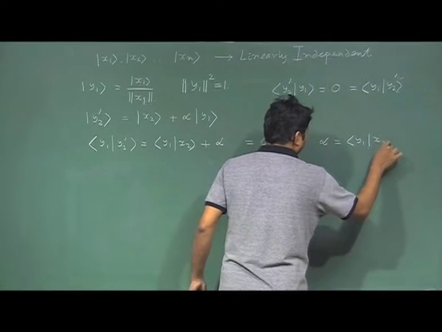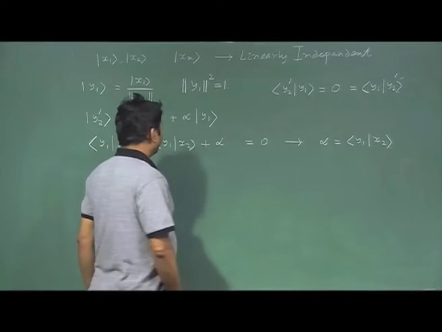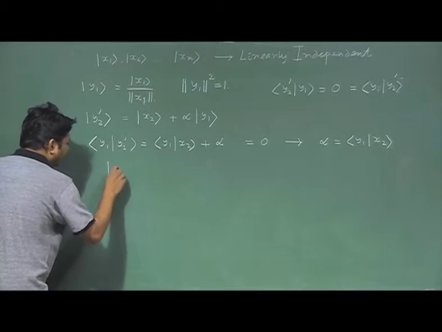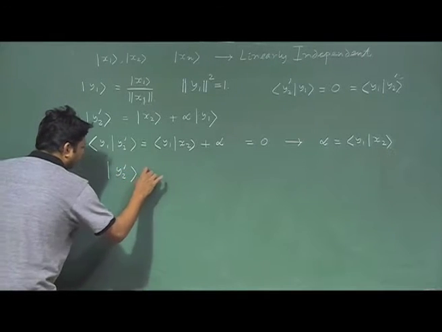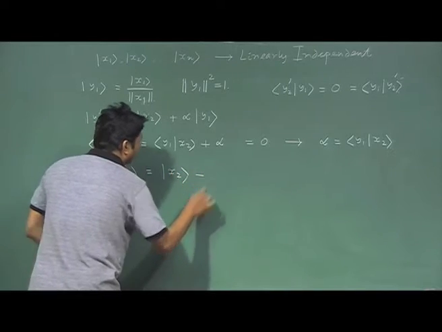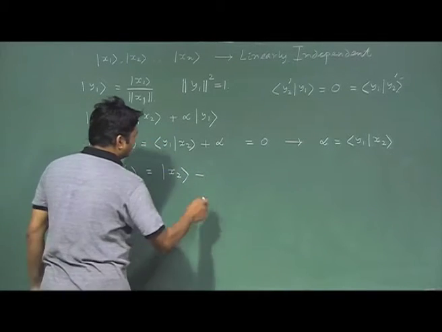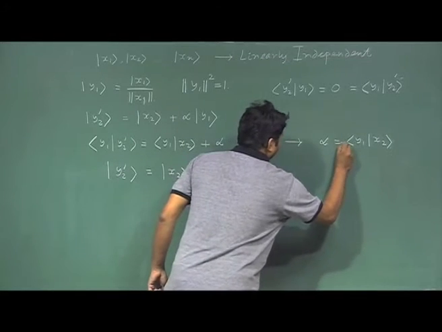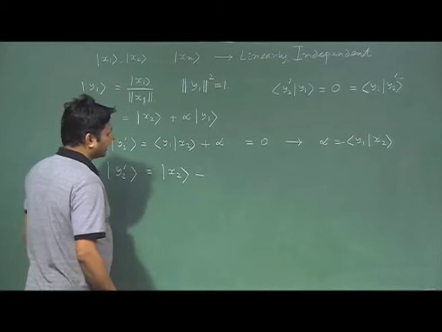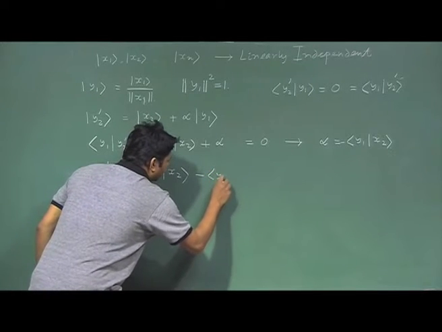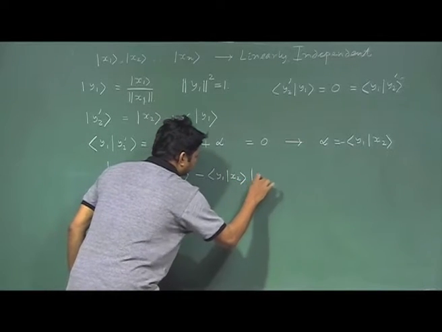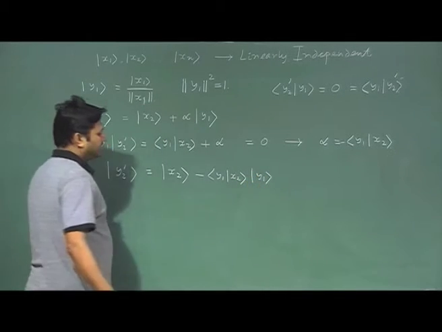From here readily I find my alpha, which is y1 dot x2. So what will be my final vector? My y2 prime vector is nothing but x2 minus the value of alpha. There should be a minus sign, because alpha plus this is equal to zero, so there will be a minus sign here.